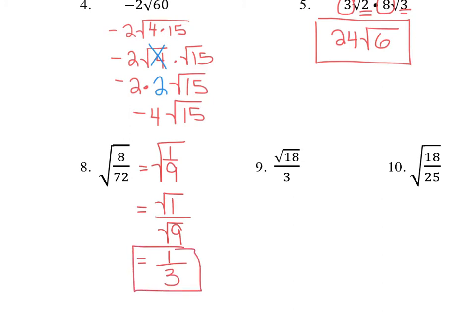All right, number 9, we have the square root of 18 over 3. This is different. I don't have a square root sign over both of them, so I can't simplify this and say it's the square root of 6. That is very, very wrong. They both have to have a square root sign in order for you to be able to simplify.